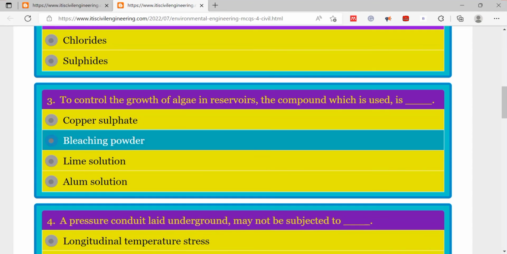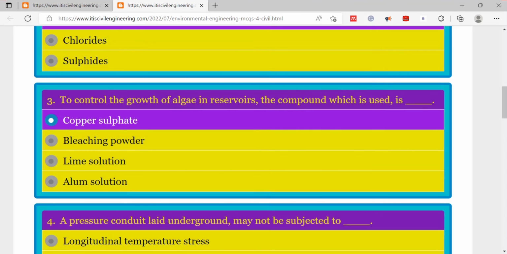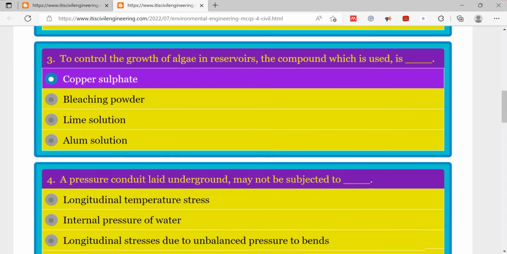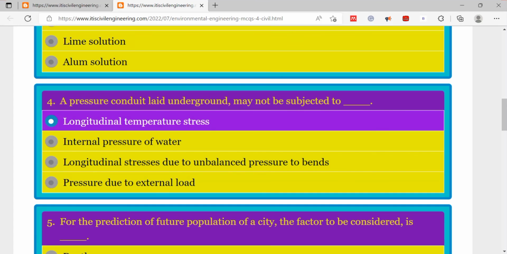To control the growth of algae in reservoirs, the compound which is used is known as copper sulfate. We use copper sulfate to control the growth of algae in reservoirs. A pressure conduit laid underground may not be subjected to longitudinal temperature stress. When a pressure conduit is laid underground, it won't be subjected to longitudinal temperature stress.